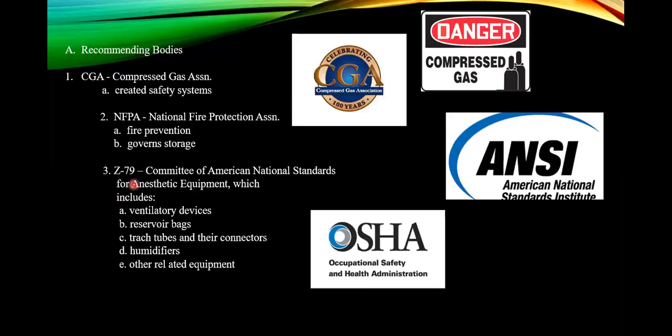Now, these are some other recommending bodies. You got CGA, which is the Compressed Gas Association. They created all the safety systems that go on cylinders. Remember, we said one safety system was what? Knowing which tank I'm dealing with by just looking at it. Which one of the safety systems is that? By just looking, I know which one that is, because I said in the United States, oxygen is what? Green. So what's that system called? Color coding. Color coding. Medical gas is yellow, right?